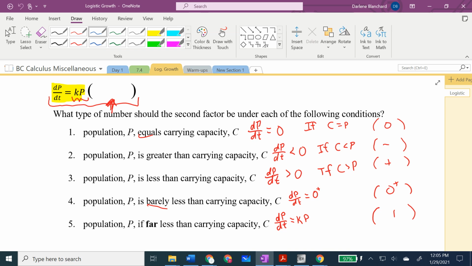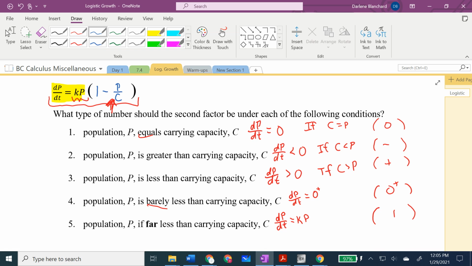So we want a formula here for this particular second factor that uses some kind of fraction with C and P. We don't want to go any bigger than 1. Yes. You got it. And just distributing the division of your C, that gives us 1 minus population divided by carrying capacity.